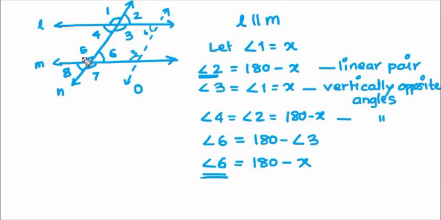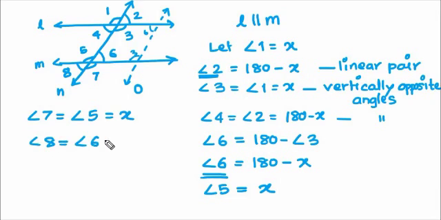Similarly, we can prove that angle 5 is equal to angle 1, because angle 5 is a linear pair of angle 6. So angle 5 is going to be equal to x, and so angle 5 becomes equal to angle 1. And hence, we can say that corresponding angles are equal. So now we find out that angle 7 is equal to angle 5, which is equal to x. And angle 8 is equal to angle 6, which is equal to 180 minus x, because these are vertically opposite angles.